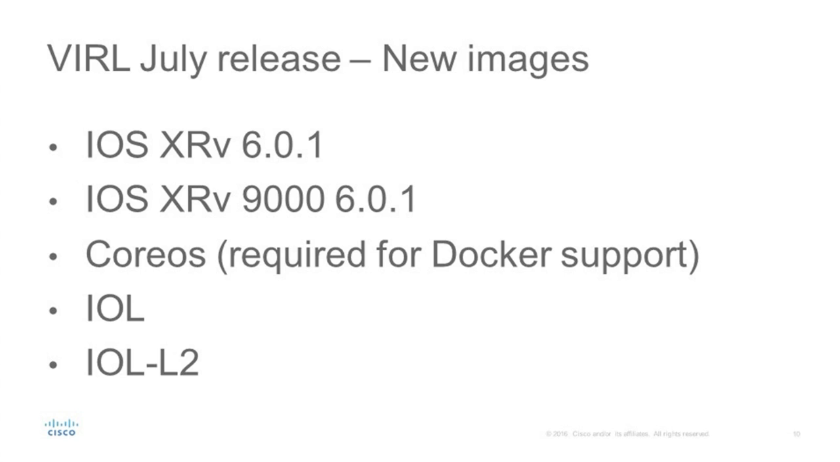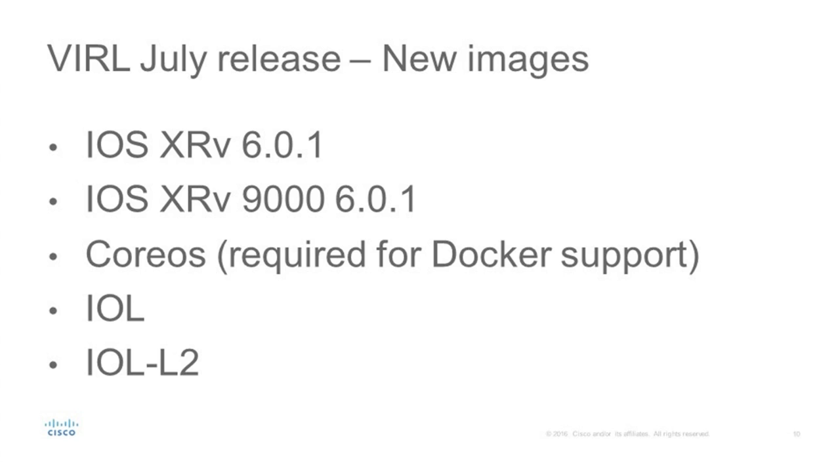Some more items that are coming in. XRV 601 and XRV 9000 601, we've had those images for a while. They just came out shortly after the April release. If you download the new OVA or ISO images, the XRV 601 will be integrated directly, so you won't need to download that. And XRV 9000 is available already today for download via the normal Salt Masters for download.